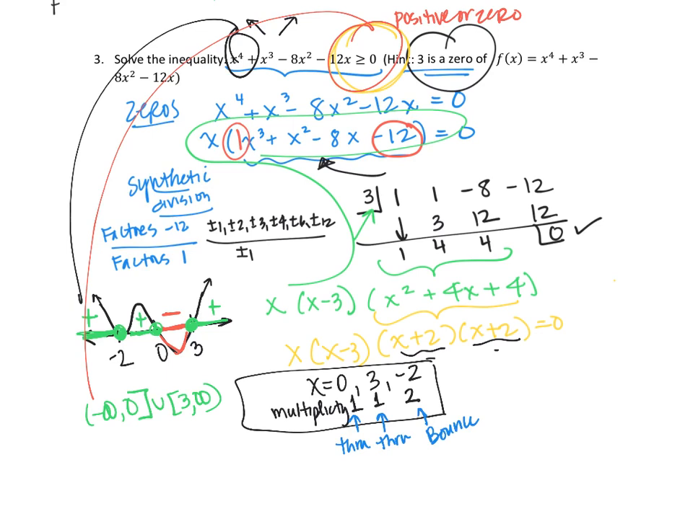And it might look slightly different if it was strictly greater than, because we couldn't actually include the zeros anymore. So this is my answer to the inequality. Those are the places where I am positive or 0.